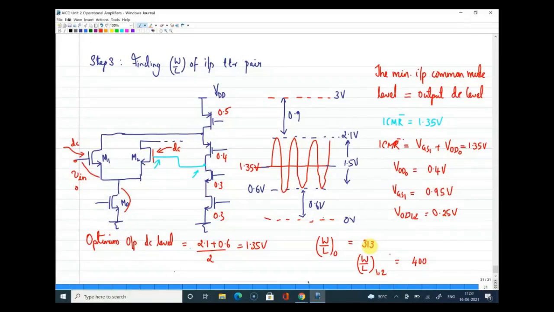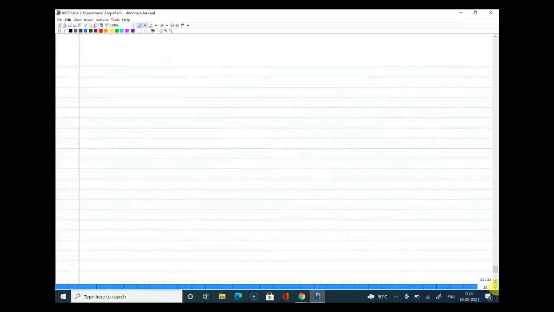Now, what is left out? We have obtained, through 3 steps, the current through all devices, the overdrive assignment, and the size of all the transistors. What is the next step? Can I get some response? Gain, sir. Yes, we need to find gain. Yes, so that is our step 4. So we need to find gain. So how will I find gain?